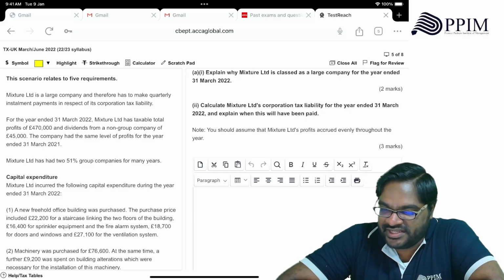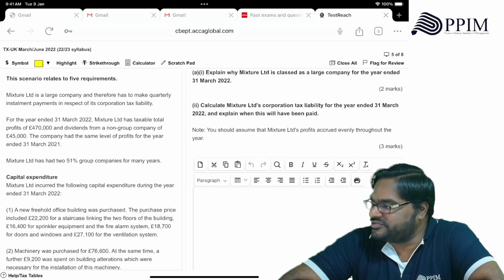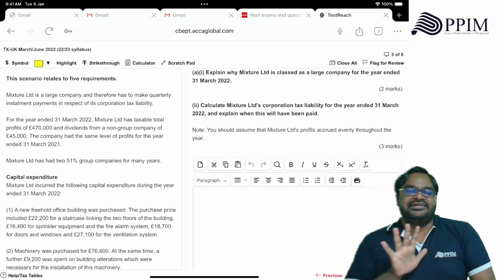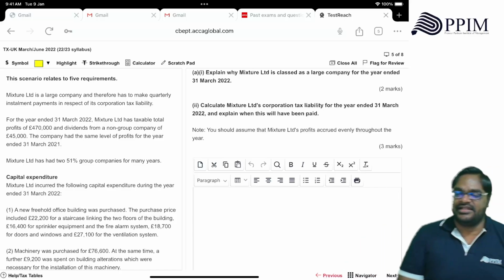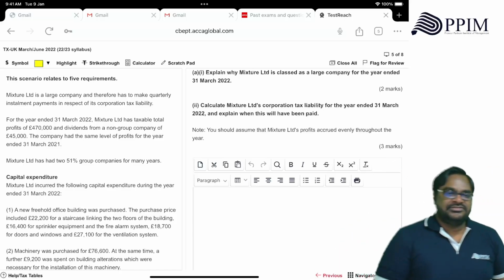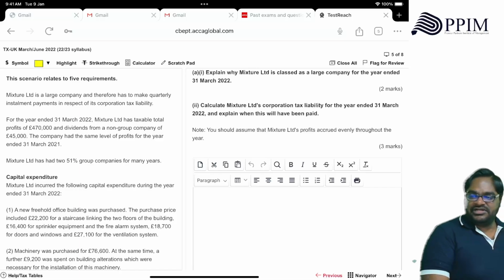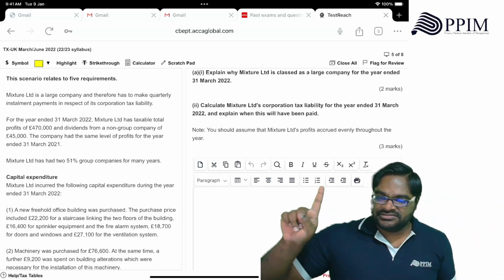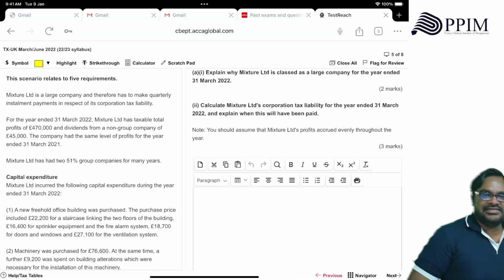Explain why Mixture Limited is classed as a large company for the year ended 31st March 2022. 2 marks. Again, a theory question. Quickly write the answer. Part 1: why is this company considered a large company?